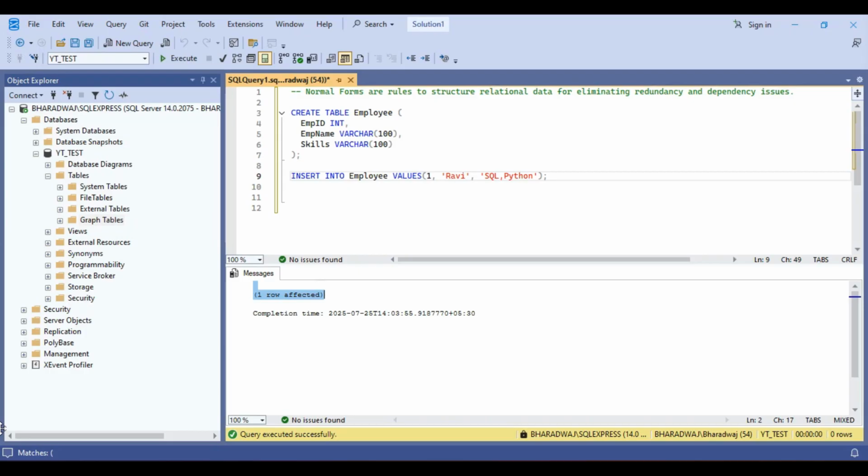Next, let's move on with the functional dependency. Next, let's discuss the functional dependency topic.